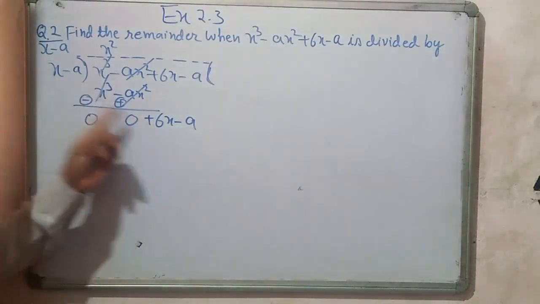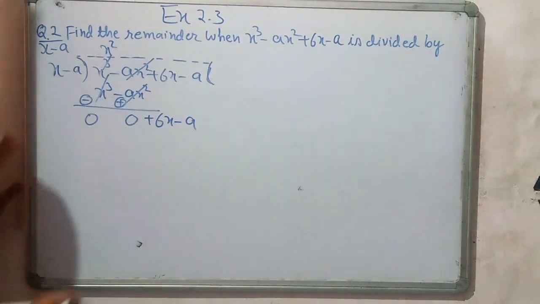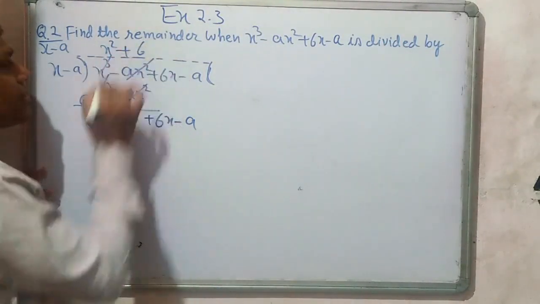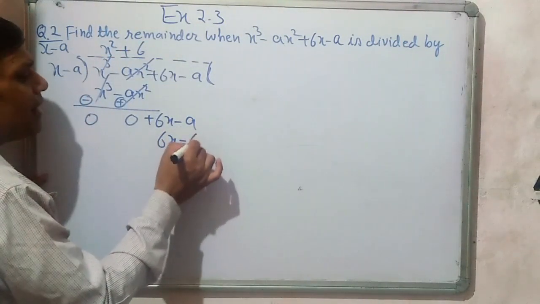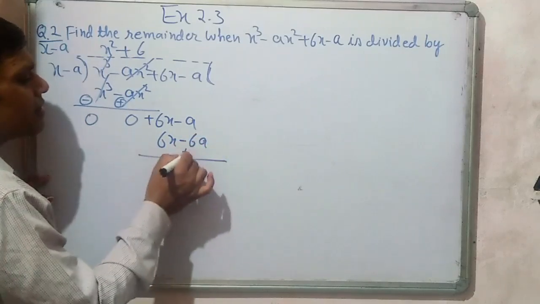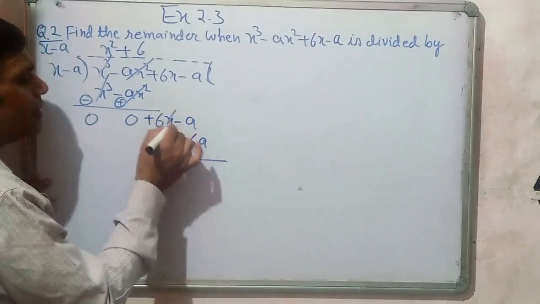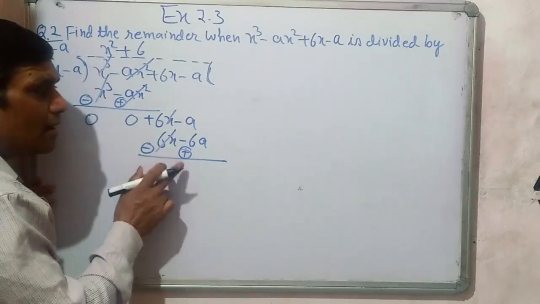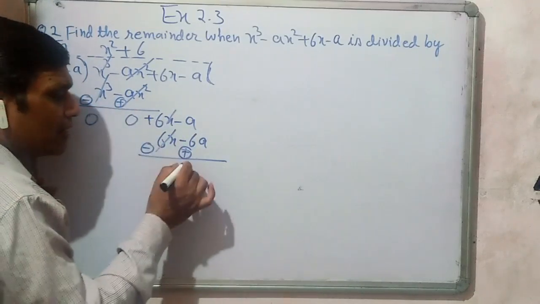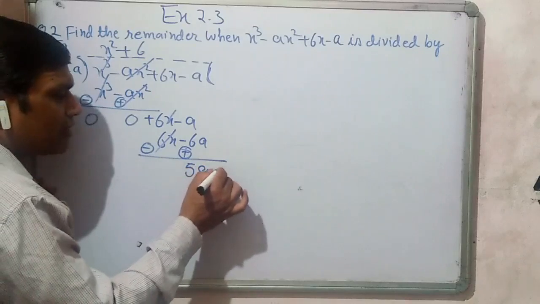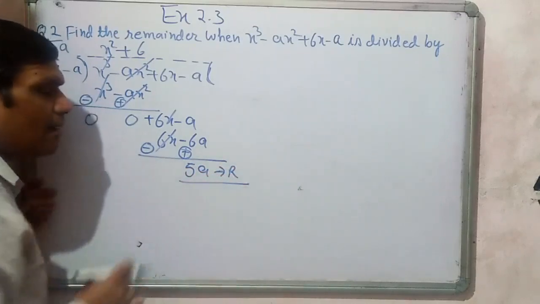6x divided by x, 6. So what we get is 6. 6x minus 6a, cancel. Positive 6a minus a is 5a. That's the remainder.